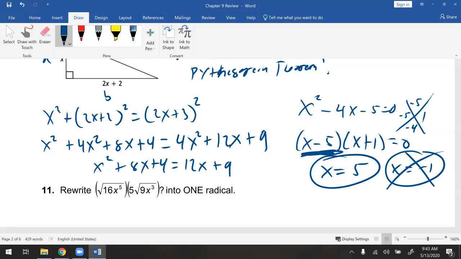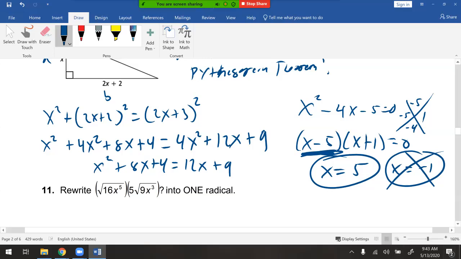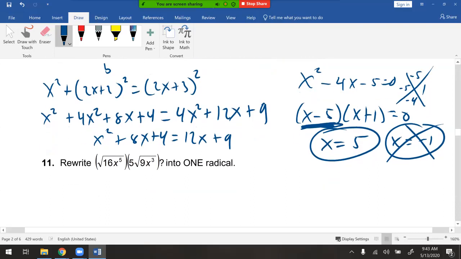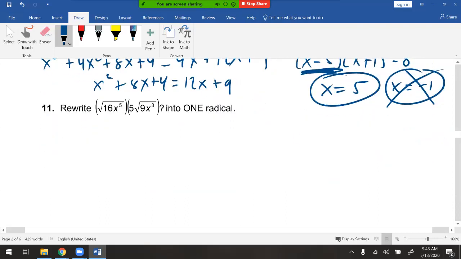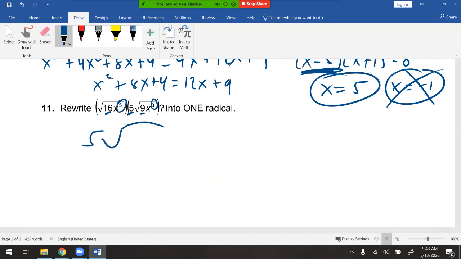As we move forward, this one's super simple. Why? Because check this out. First things first, I'm going to multiply the 16 and the 9, add the x's together, and the 5 stays alone. So you have 5 times the radical of 16 times 9, which I believe is 144, x to the power of 8. And remember, we can take the square root of 144, it's actually 12. But the big thing is the x to the 8.